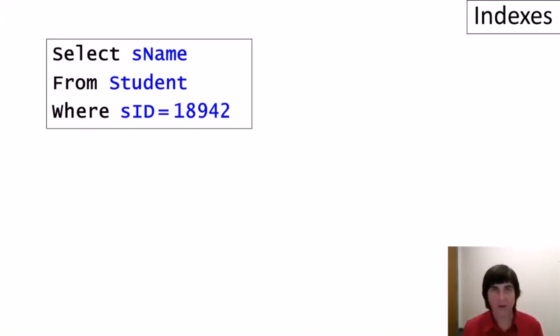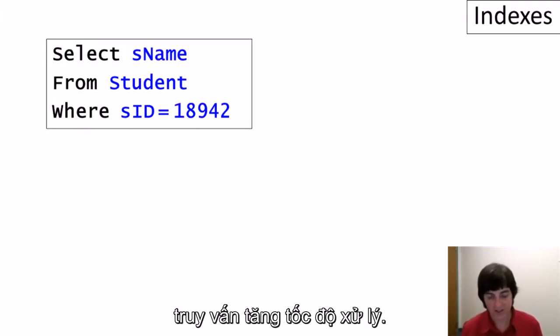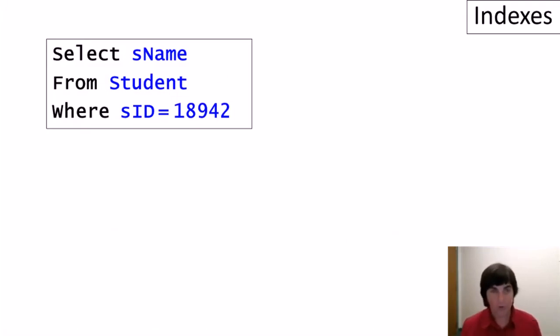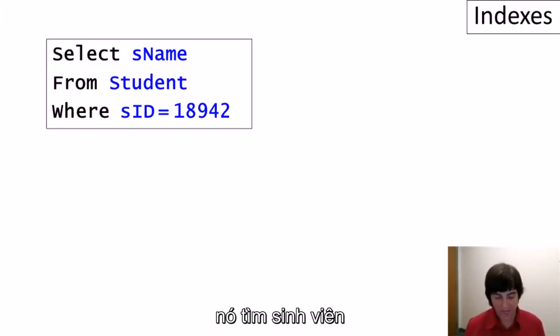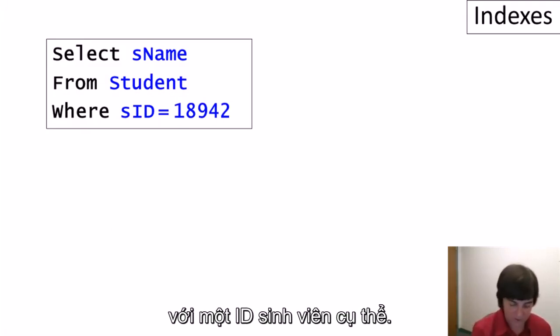Now let's take a look at a few SQL queries and see how indexes might allow the query execution engine to speed up processing. We'll use our usual student and college database. The first one is a very simple query. It's looking for the student with a particular student ID.